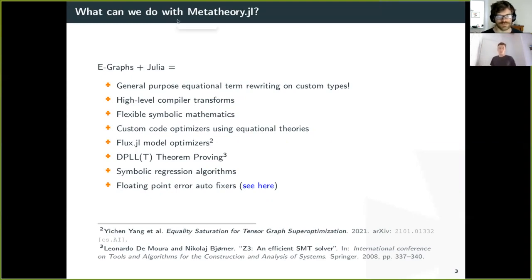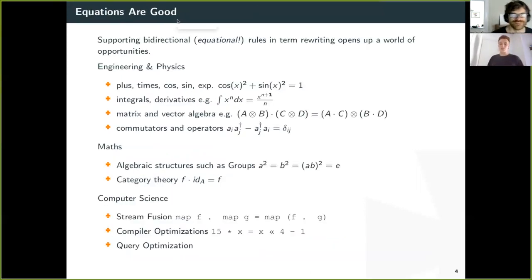I leave the word to Philip, who is going to introduce the data structure. So a starting point for why you might be interested in Metatheory.jl is that equations are good. In science and engineering and in my scientific education, a lot of the paper and pencil manipulations that I've done can be thought of as manipulating equations. So there are many applications from different domains that can be thought of in an equational way.